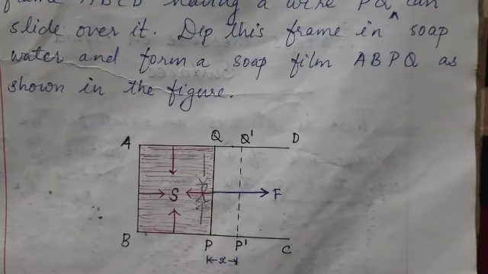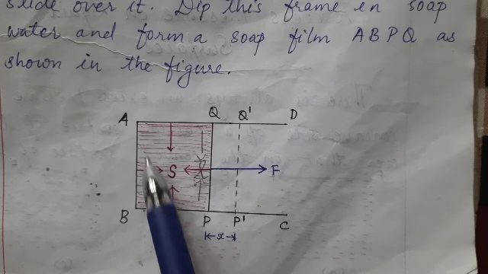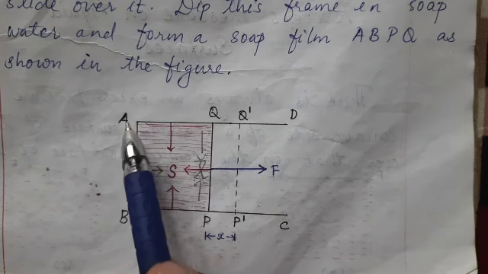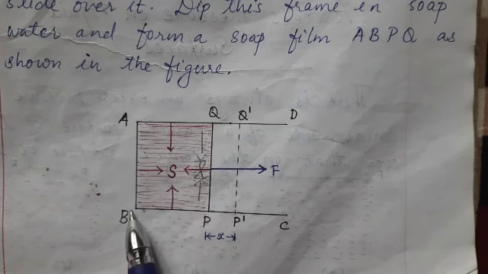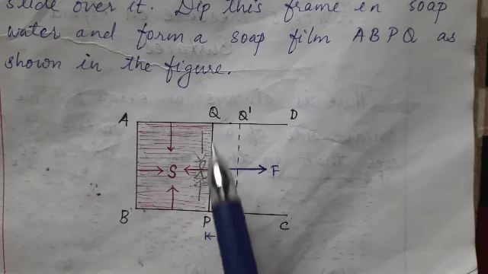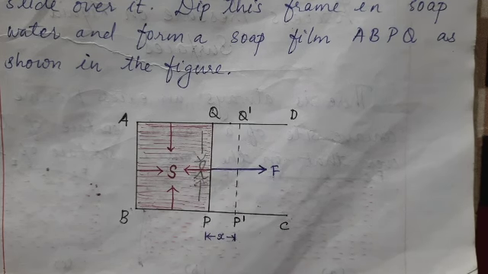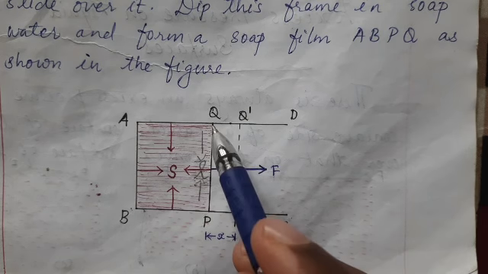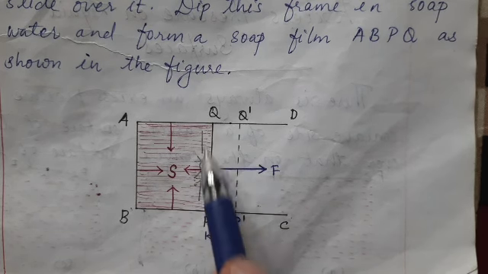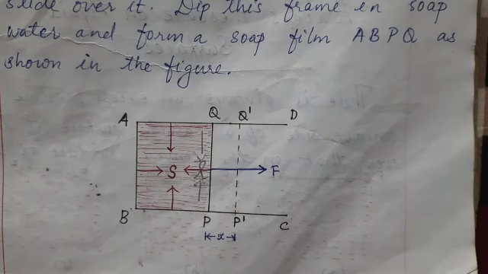For that, we can consider a rectangular metallic frame, a frame made of any metal. This is ABCD, whose three sides are closed but one side, this PQ, is another small wire-like structure. This PQ is free to move, this wire alone is free to move, but ABCD is fixed.